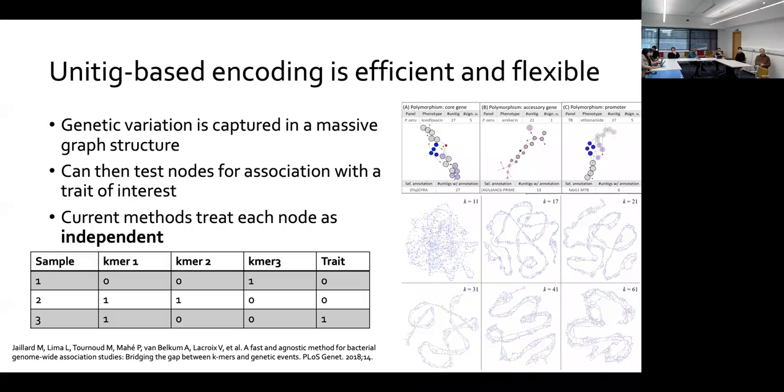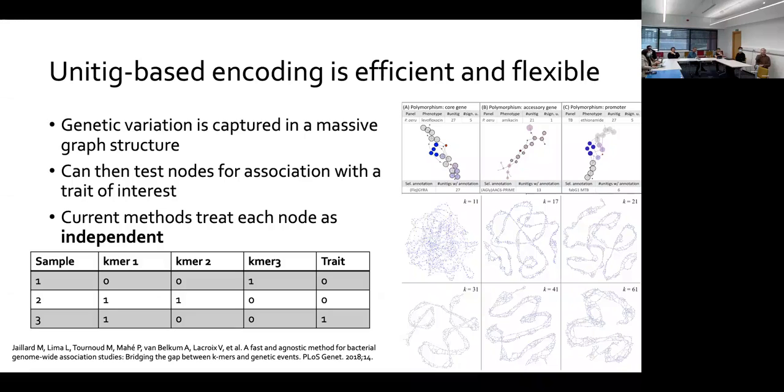But unfortunately, to date, while we've got this beautiful graph structure, which is very interesting, every node in the graph is treated as independent, and the whole thing is turned into a table where we've just got one row per sample, one column per node, and then a column for our trait. So no information about the structure of the graph is captured in the data that goes into the machine learning algorithm. It's just a table.